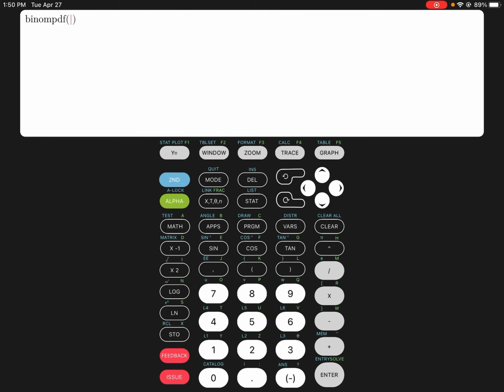Again, there were 4 trials, and I'm going to put a comma. I don't know if you realize you have a comma on your calculator right by your parentheses. And then I'm going to put the probability of success. So the probability of success was 3/5 on this problem. Then I'm going to put a comma. And then it asks for how many successes I want, and we wanted 2 hits on this one. So if we push enter, that gives us 0.3456.